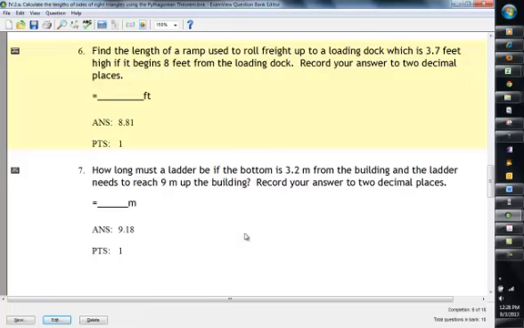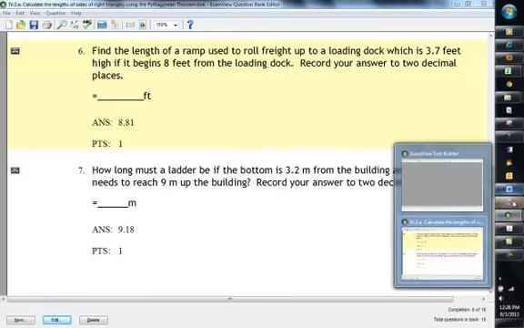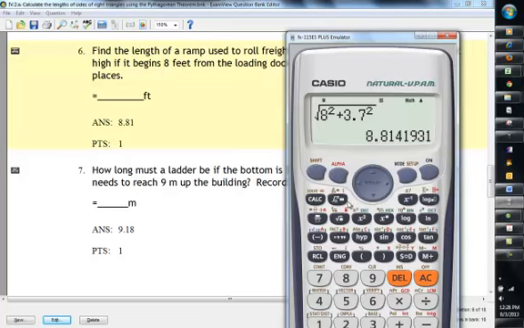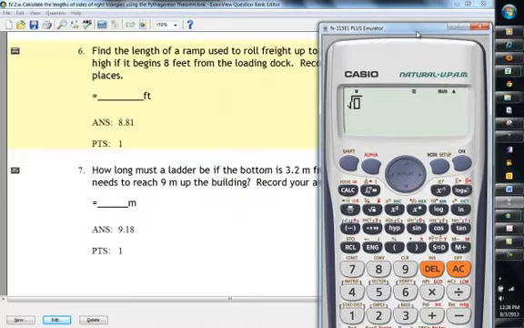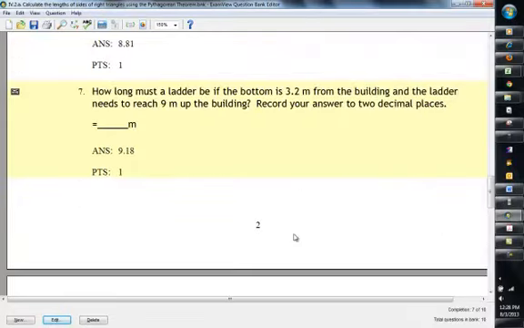How long must a ladder be if the bottom is 3.2 meters from the building and it needs to reach up 9 meters? So we're looking for the hypotenuse. Square root of 3.2 squared plus 9 squared, and we get 9.55 if you round to two decimal places.